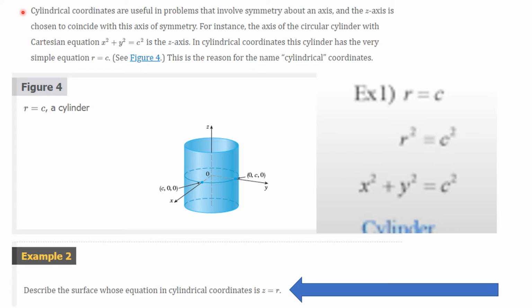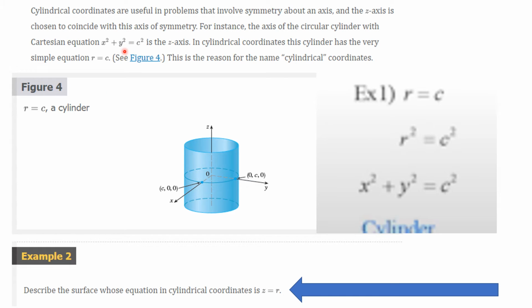Cylindrical coordinates are useful in problems that involve symmetry about an axis. And in these examples, the z-axis is chosen to coincide with the axis of symmetry. Clearly, you could have other axes of symmetry and just address things by translations and rotations. For instance, the axis of the circular cylinder with Cartesian equation x squared plus y squared equals c squared is the z-axis because there's no z. So z could run across anything, and x squared plus y squared equals c squared is a circle of radius c, so the cross-section is always that.